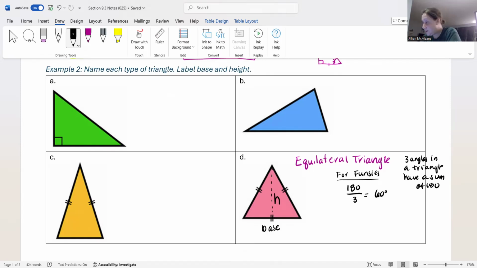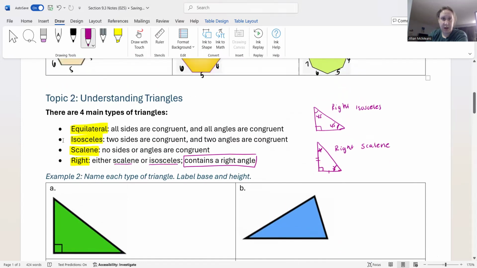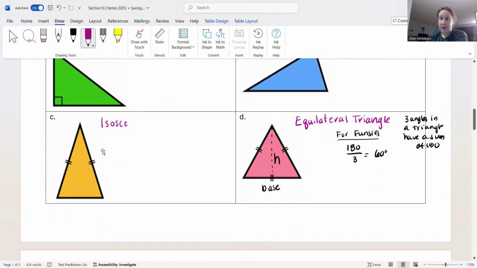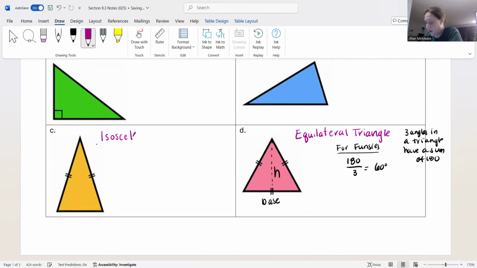Okay, now the next type of triangle that we talked about was an isosceles triangle. So that's the one that's here in part C. So this is the isosceles. I told you I never can remember how to spell this. The S's and the C's all get jumbled up. Isosceles. So this is our isosceles triangle.